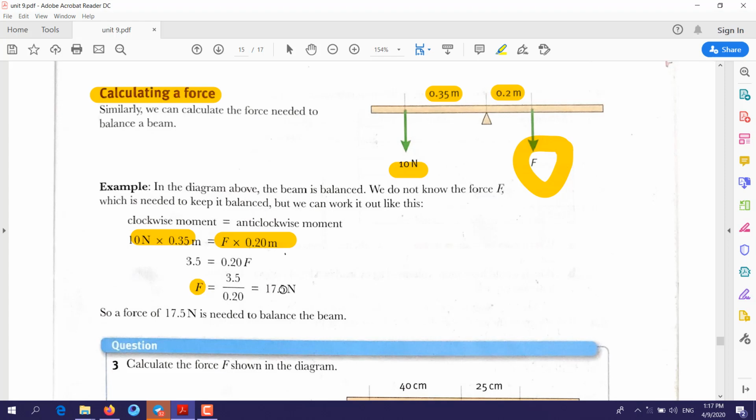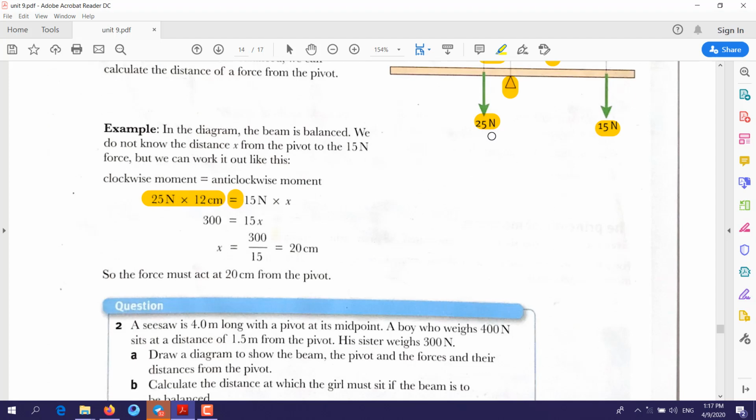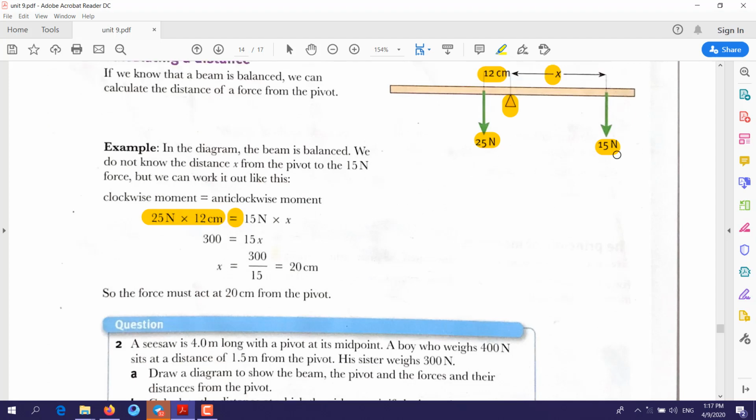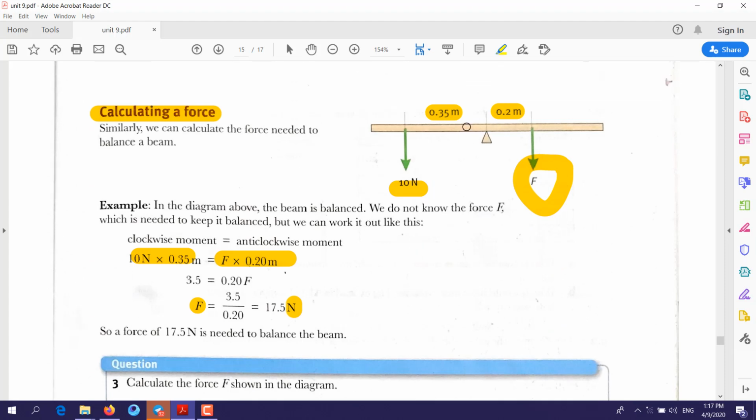Now force equals, for example, 17.5 Newton. Don't forget the units. Focus on the units. The unit for measuring the distance here, what is it? Centimeter. So also this one will be centimeter. If this is in meter, also here will be meter. The unit for force is always Newton. Okay, as you can see here, the unit for distance is not centimeter, it's what? It's meter.